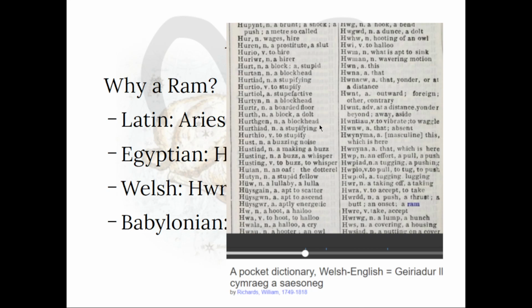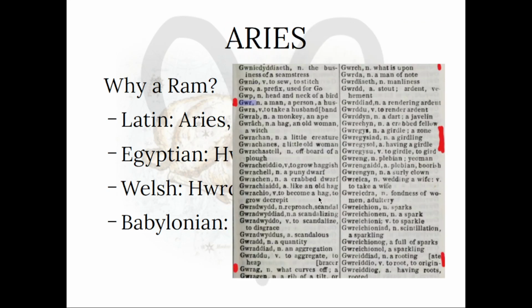Phonetically, they are identical, and the Babylonians were listening to the sounds and writing them down, and they wrote them down as a hired, and this is gur, man. It is the root of grag, what curves off, grich, what is upon. So that is the first point. Again, we've had upon with R from Aries.